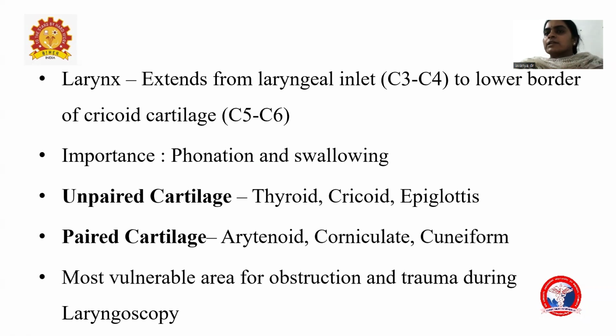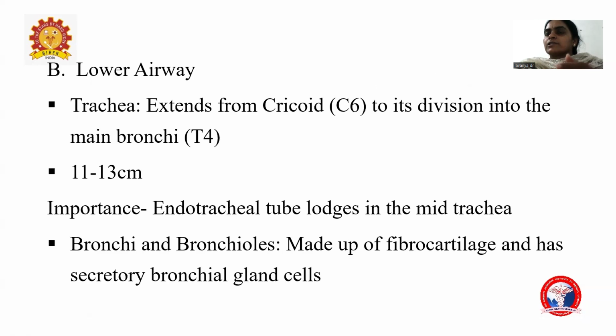Larynx consists of 6 cartilages, of which 3 are unpaired and 3 are paired. The unpaired cartilages are the thyroid, cricoid, and the epiglottis, and the paired cartilages are the arytenoids, corniculate, and the cuneiform cartilages. The most vulnerable area for obstruction and trauma during laryngoscopy is the larynx.